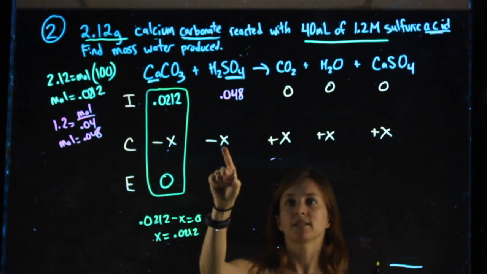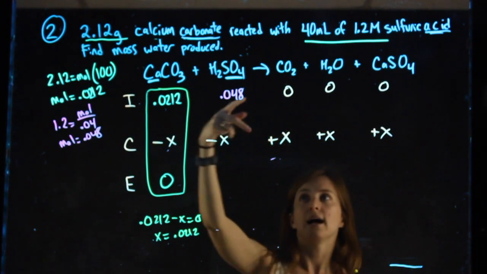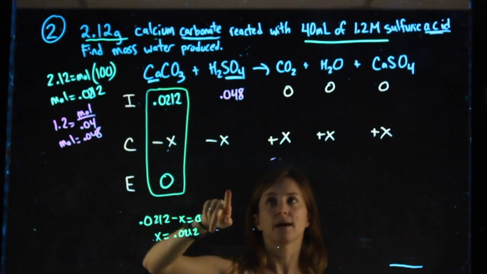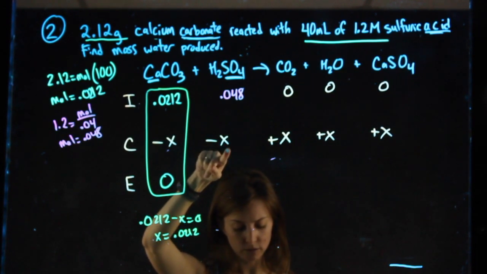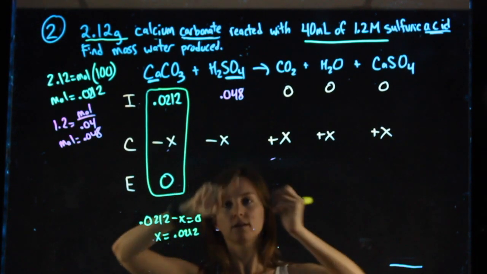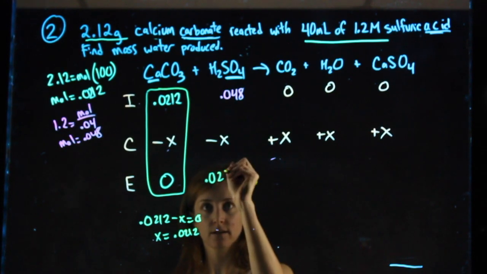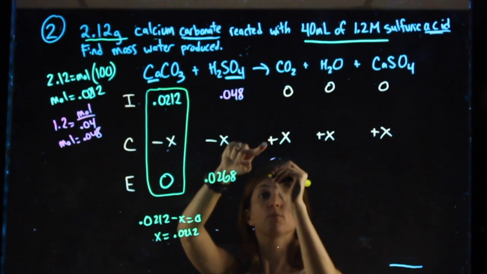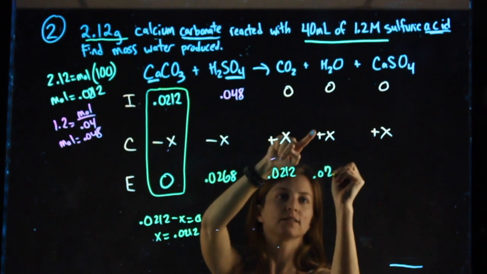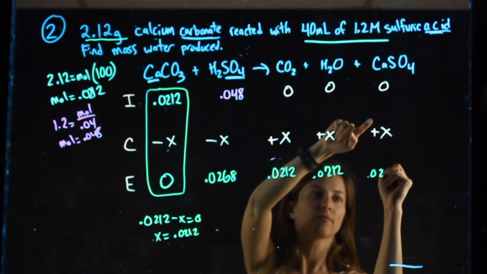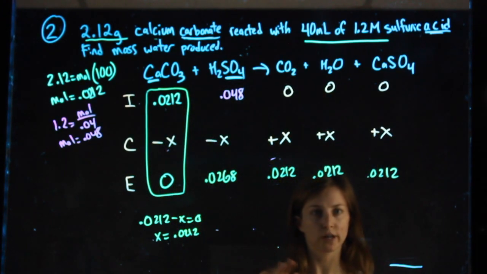That x value now gets plugged in here, here, here, and here, and I combine these to get my end. So 0.048 minus 0.0212 is how I get the moles here. 0 plus 0.0212 is 0.0212. Same for all of these. This whole chart is in moles.